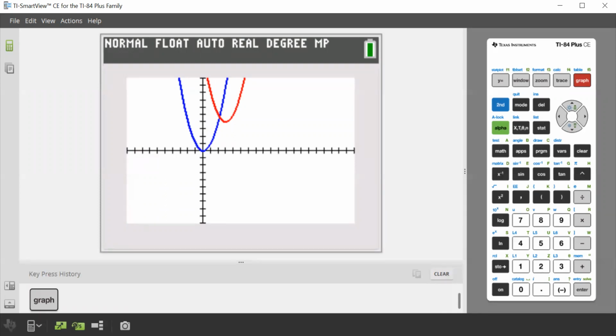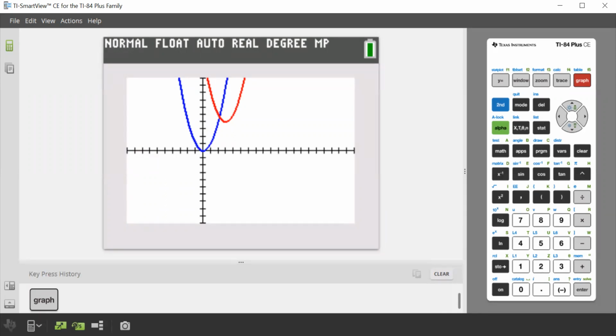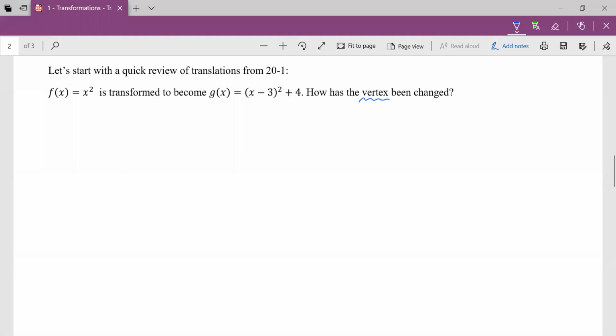Let's go back and look at our functions again and see how we figure that out. How do we remember how to do that? Originally our vertex was at the origin, and here our vertex of g of x is at (3, 4).